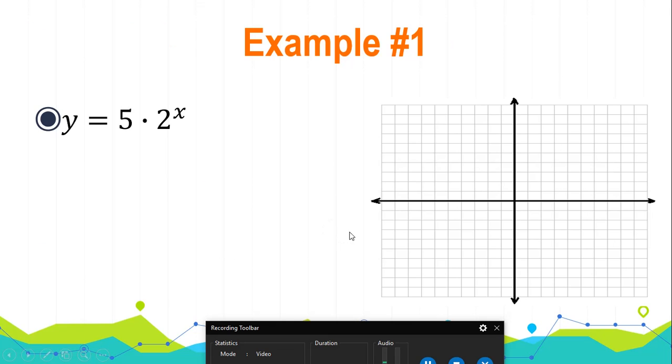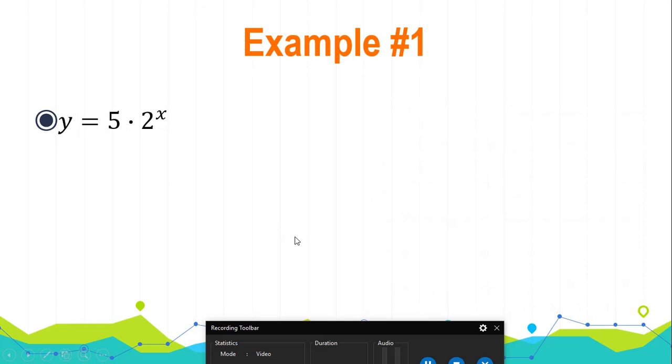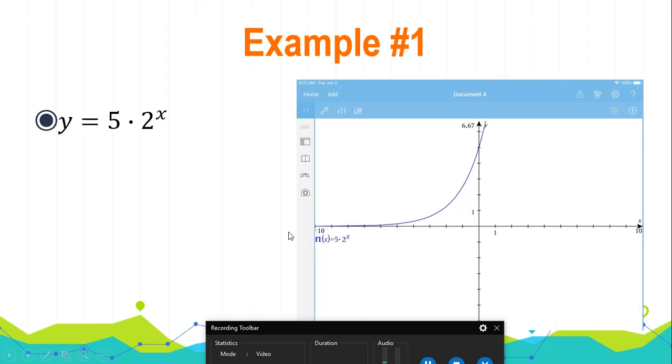So let's try to graph our first example. On your iPad, you want to put in 5 times 2 to the x power. Remember, 5 is our initial value, and the growth rate is 2. So your graph should look like this. We can see 5 here is our initial value.